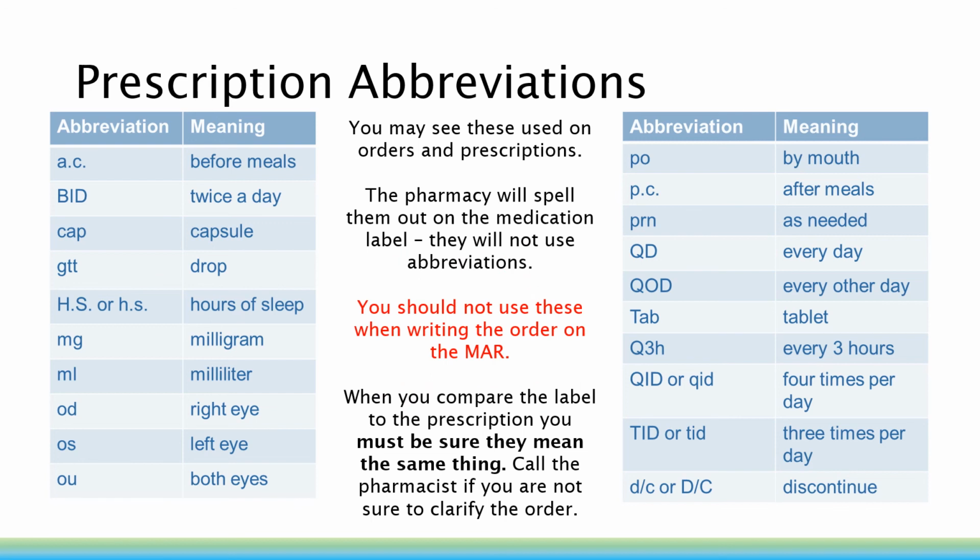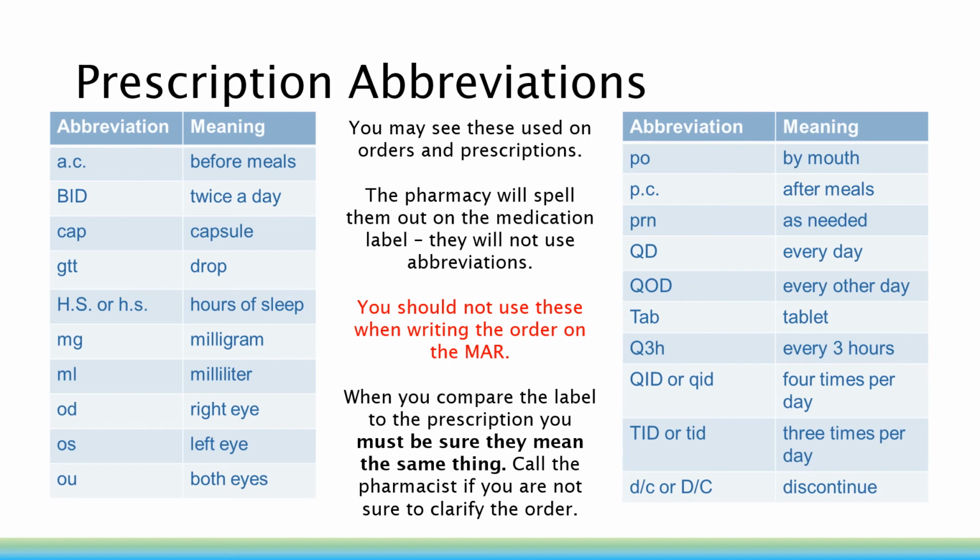Abbreviations were used more often when prescribers had to handwrite all prescriptions. They are easily confused when handwritten, and this has led to many medication errors in the past. Electronic ordering by prescribers has decreased the use of abbreviations, but you will still see them.